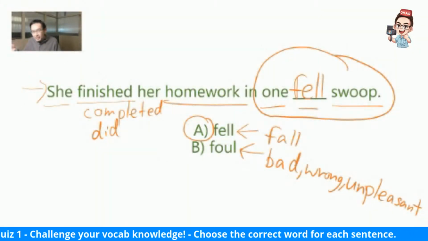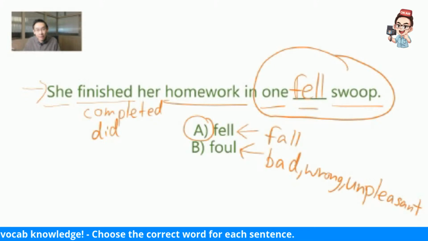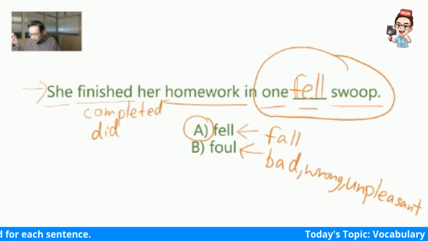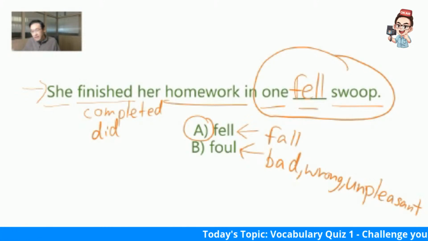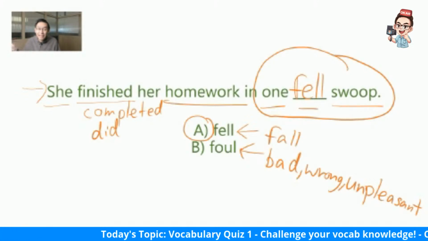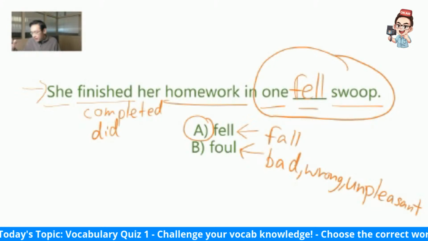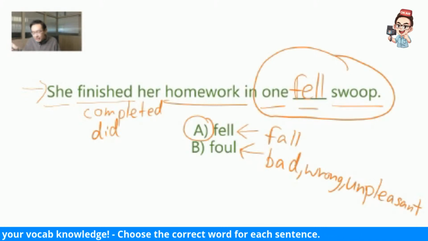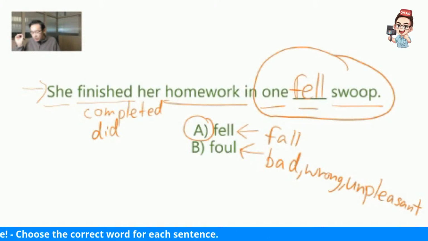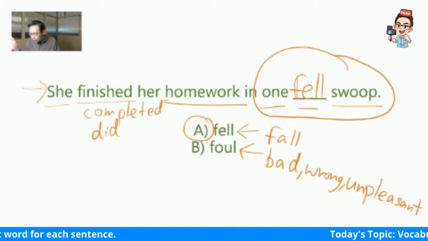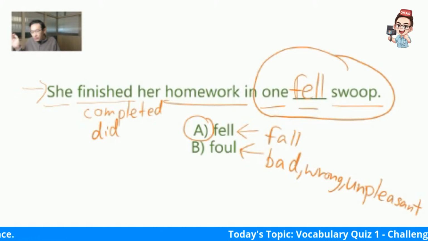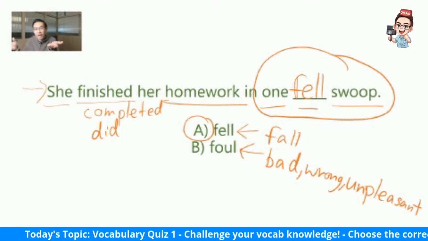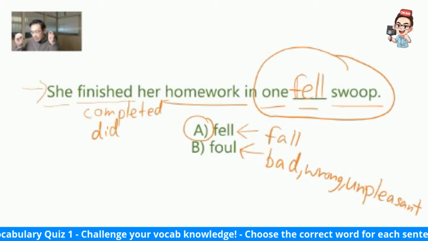That's why I said you can't just look the word fell up in the dictionary and make any sense of this sentence, okay? So we don't say "in one foul swoop" because that's not the phrase, first of all. And secondly, foul is like bad or wrong, so that meaning itself would not really make sense with the sentence. So we say she finished her homework in one fell swoop. As you can see, fell in this case does not mean fall as in lying on its side or anything, okay? We say it because it's a phrase.